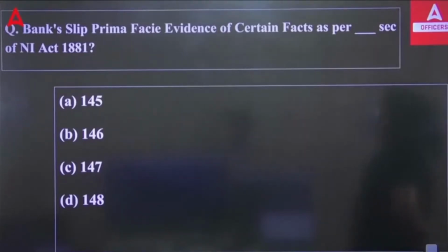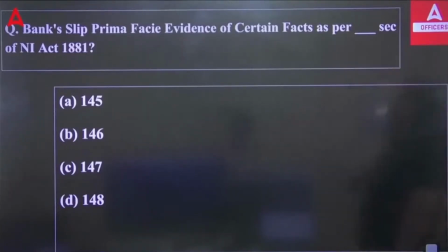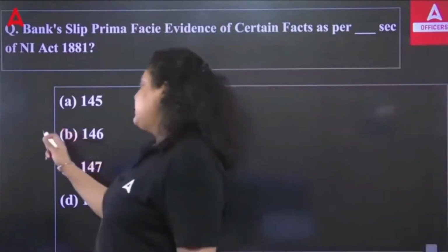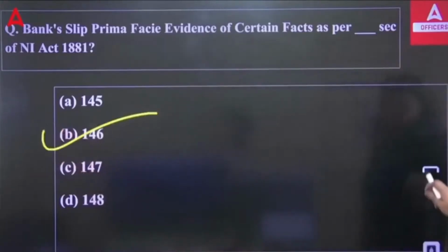The court shall, on production of the bank slip or memo with the official mark denoting that the check has been dishonored, presume the fact of dishonor of such check unless and until it is disproved. That means the bank slip is prima facie evidence of certain facts, and it is defined under Section 146 of the Negotiable Instruments Act 1881. So the right answer will be option B.